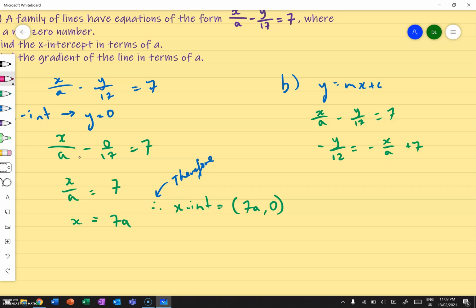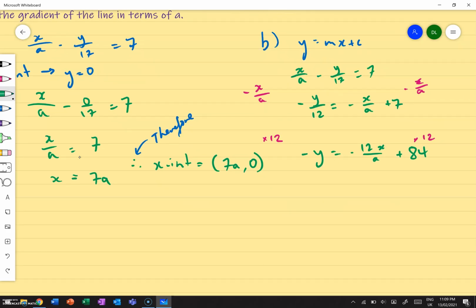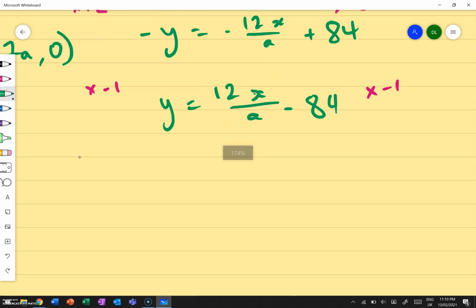Just because this is a little bit more of a complex equation, I'm going to write my working out on each side over here in a different color. Next, I'm going to multiply both sides by 17. So multiply by 17, and end up with negative y equals negative 17x over a, plus, now 7 times 17 gives me 119. Okay. Now I'm going to multiply both sides by negative 1 in order to get y by itself. Multiply by negative 1, and I end up with y equals positive 17x over a, minus 119.